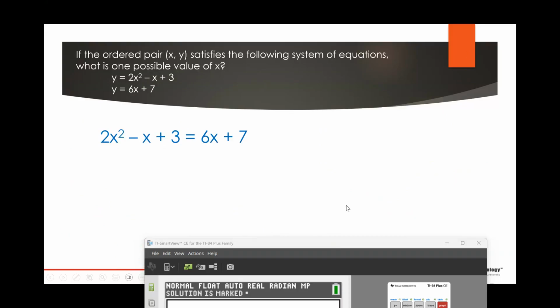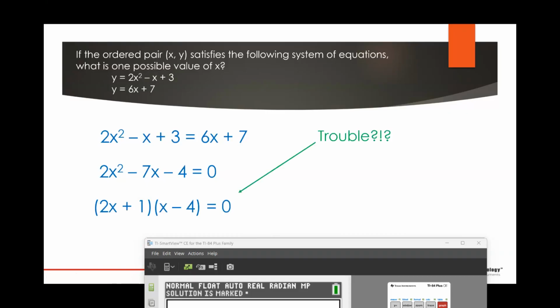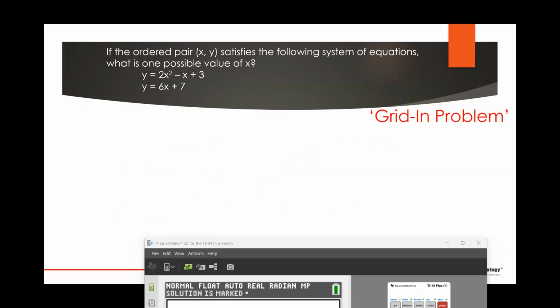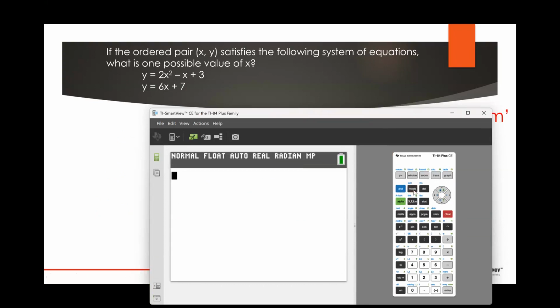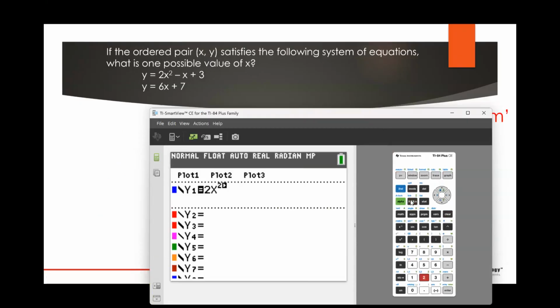Okay. So if we want to solve this, the traditional way is to set them equal to each other and get it equal to 0, factor it, set each factor equal to 0, trouble. A lot of things going on here, right? But tables are kind of an interesting way to do this one. So first we got to go second quit to get out of here. We have to go to y equals and type these 2 things in, right? 2x squared.